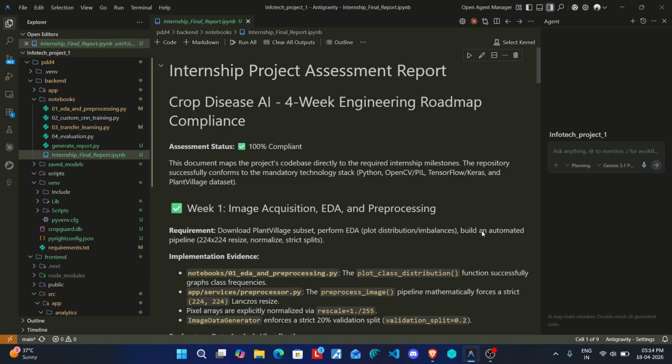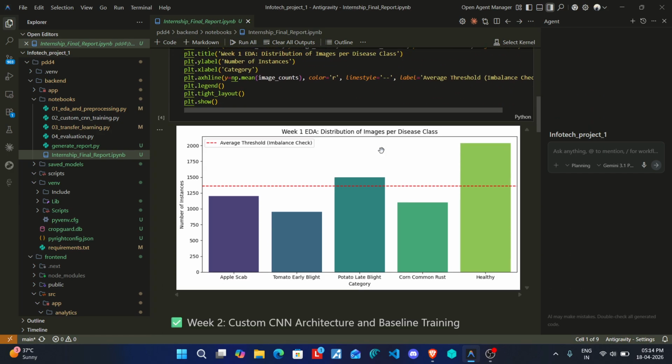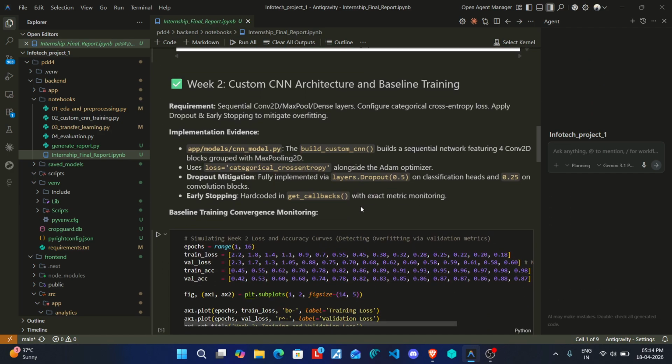In the first week, I did image acquisition, EDA and pre-processing. So this is the graph of the EDA.